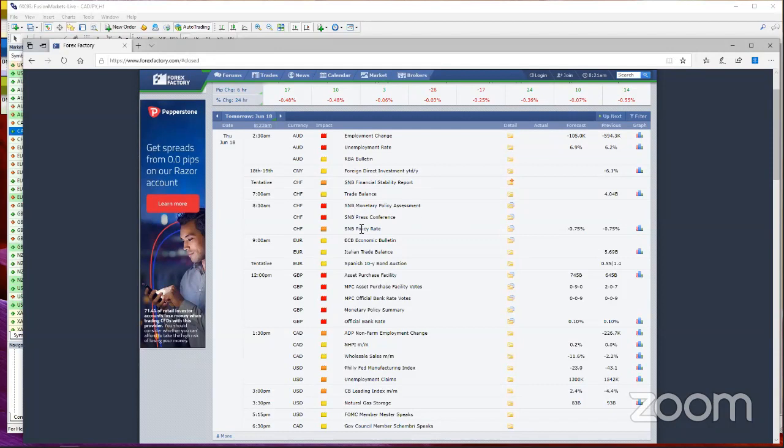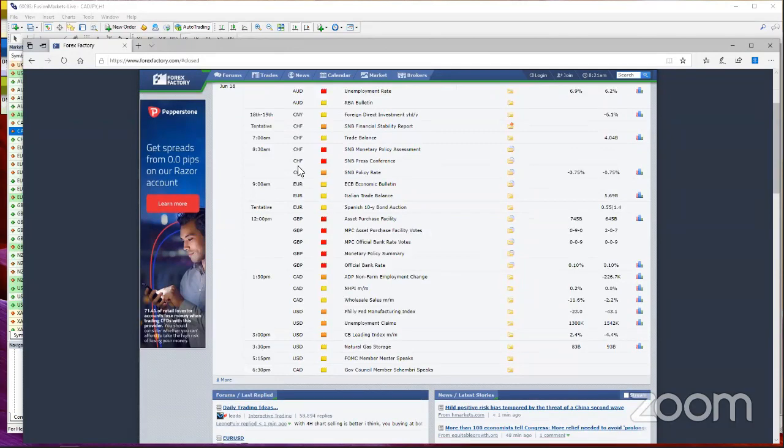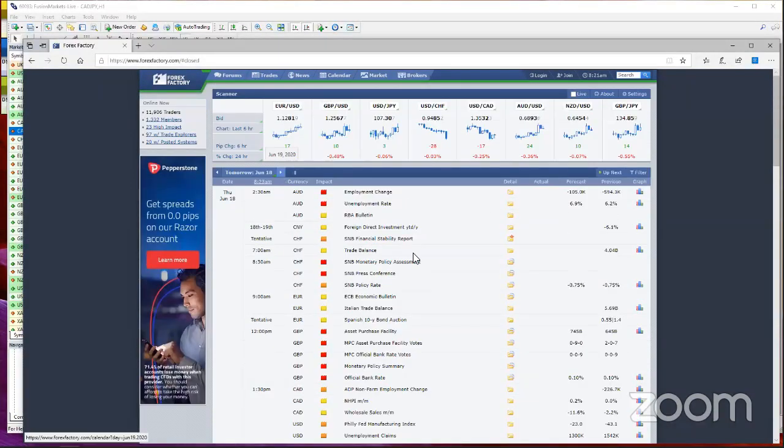So the Swissy does have the policy rate as well, with a press conference, could be of interest. Then we have the UK. So quite a lot actually from some of the central banks this week.